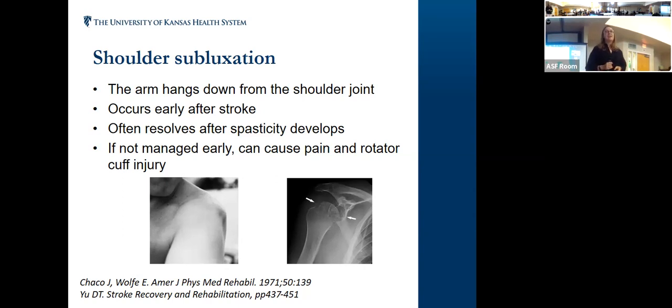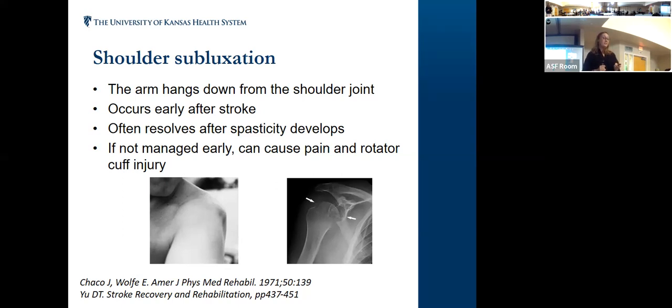Yeah. So for shoulder subluxation, the arm hangs down from the shoulder joint. This often occurs really early after stroke. So this may have happened when you were still in the hospital and you might not even remember this because it often resolves. It often starts to get better as you get a little movement in your arm, you can shrug your shoulders a little bit. Usually the subluxation gets better. And if you start to get spasticity in your arm, so that real stiff tightness when somebody tries to stretch your arm out for you, it usually actually takes care of the subluxation.